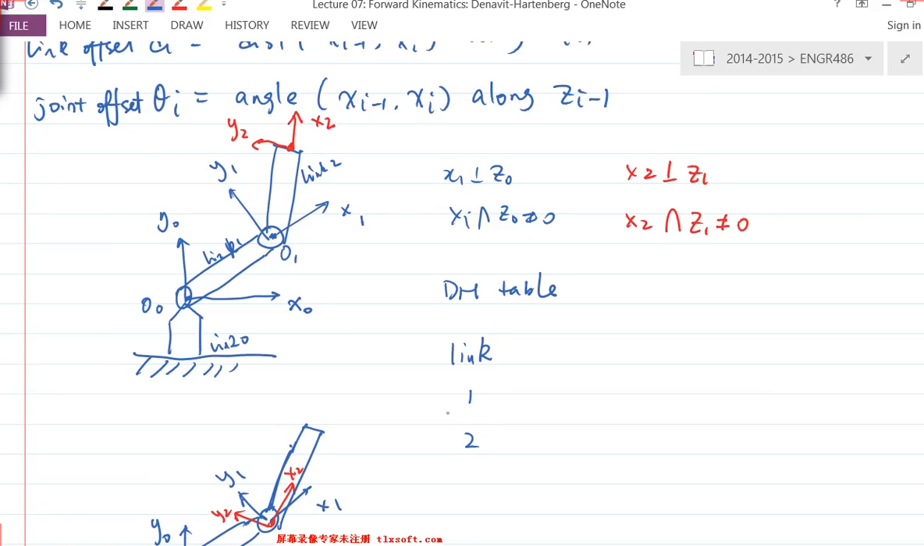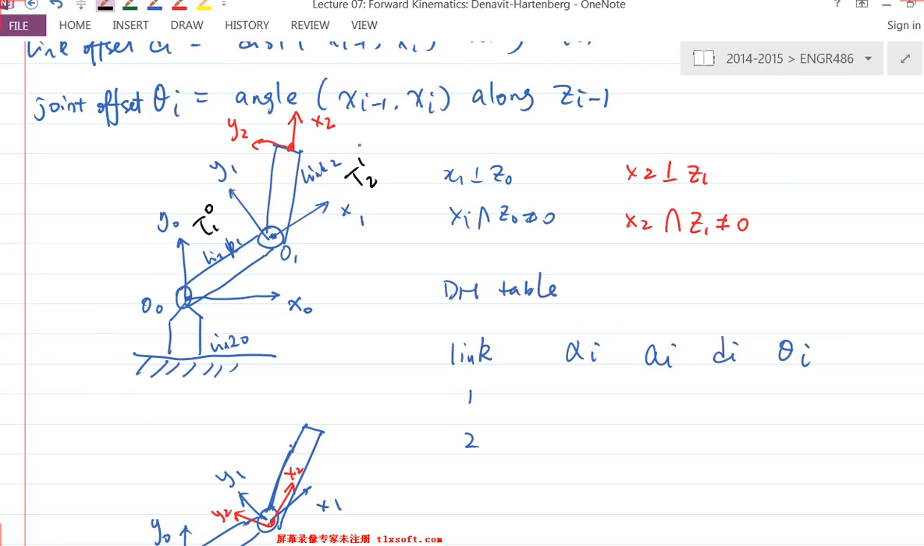We have two links here, link 1 and link 2, representing where the two frames are, and then you have the DH parameters alpha i, a i, d i, and theta i. Remember what we need. We need T10. We also need T21, such that we can obtain the end effector position and orientation by multiplying these two together.